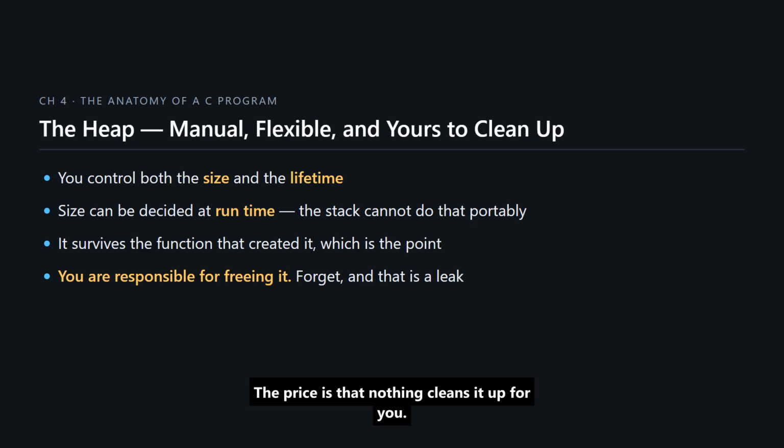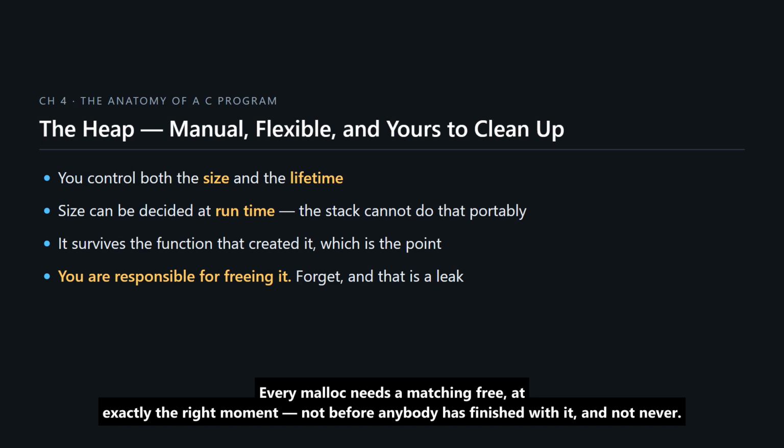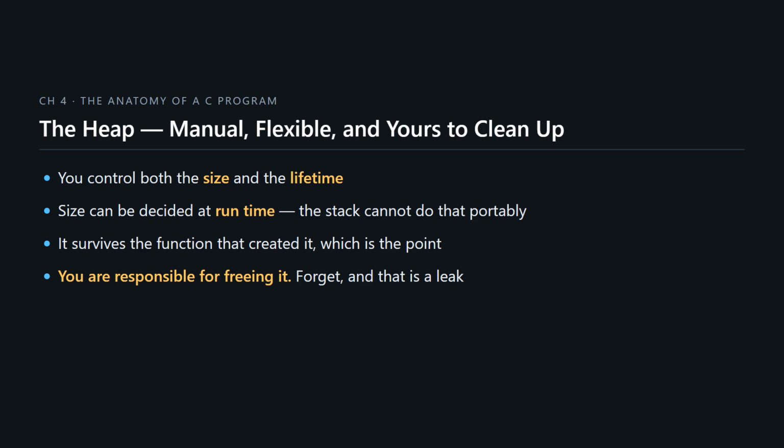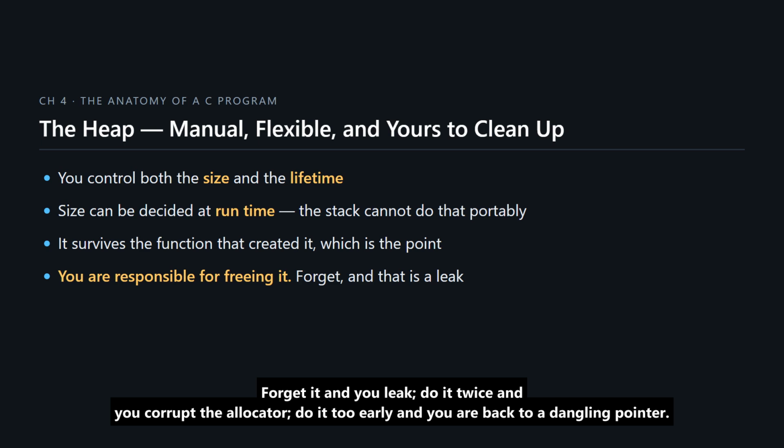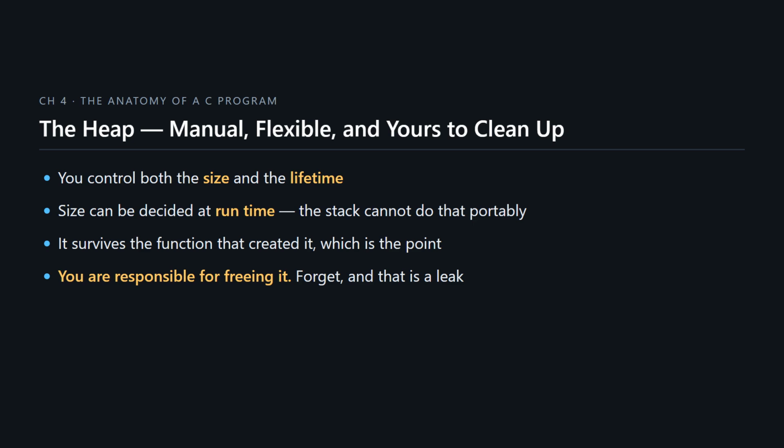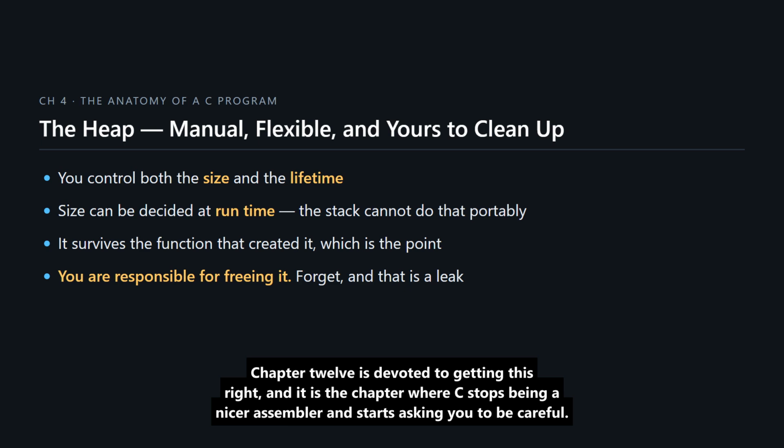The price is that nothing cleans it up for you. Every malloc needs a matching free at exactly the right moment, not before anybody has finished with it, and not never. Forget it and you leak. Do it twice and you corrupt the allocator. Do it too early and you are back to a dangling pointer. Chapter 12 is devoted to getting this right, and it is the chapter where C stops being a nicer assembler and starts asking you to be careful.